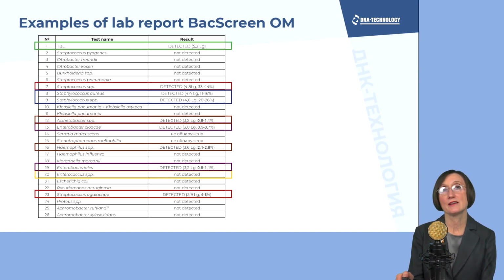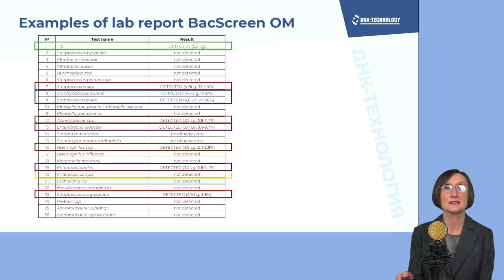Now, let's have a look at an example of the BacScreen lab report. Please turn your attention to the result output format. Each value is given quantitatively and measured in Lg genome equivalence per sample. First, the total bacterial load TBL is calculated. Then the proportion of each microorganism to the TBL is calculated.